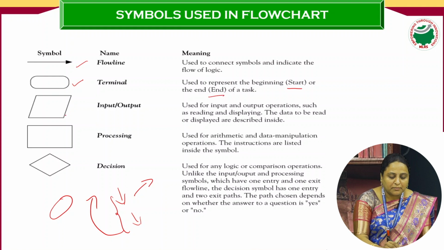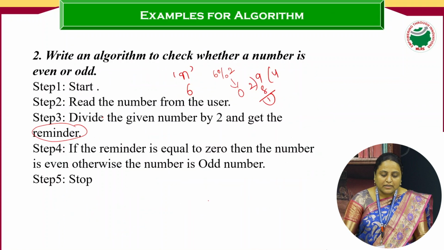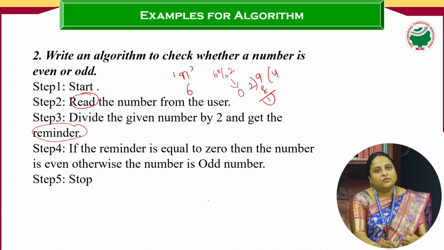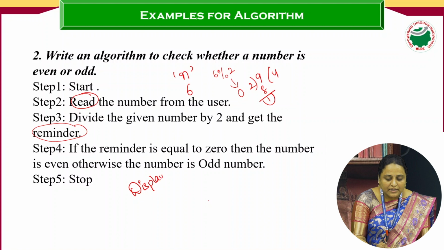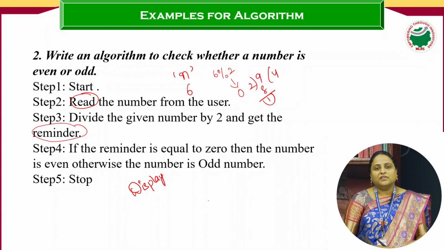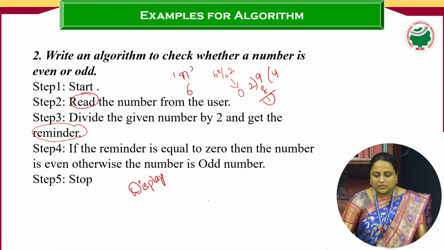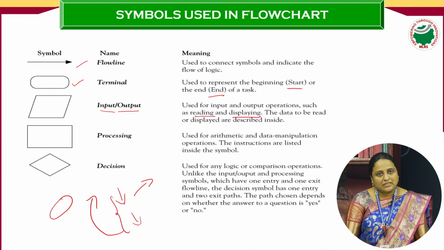Okay, and the next symbol is a parallelogram, which is called the input or output symbol. What is input in our flowchart? When you want to read something from the user, that is called input. Reading means you are taking values to process a particular task, and displaying something is called output. If the compiler displays only, you can see the output on the screen. For both of these things we can use the parallelogram, input and output. Whenever you are reading as well as displaying, you can use this symbol.